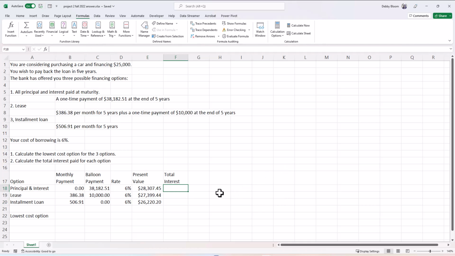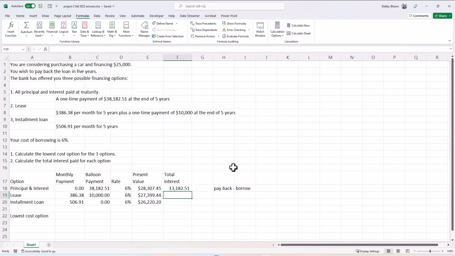$26,220. Now to calculate the total interest is what you pay back minus what you borrow. So in this case, we are paying back $38,182.51, and we're borrowing $25,000. So the total interest for loan 1, $13,182.51.